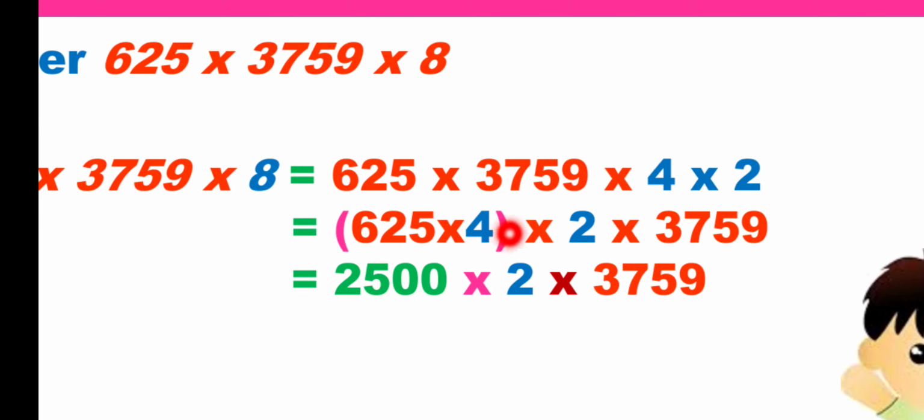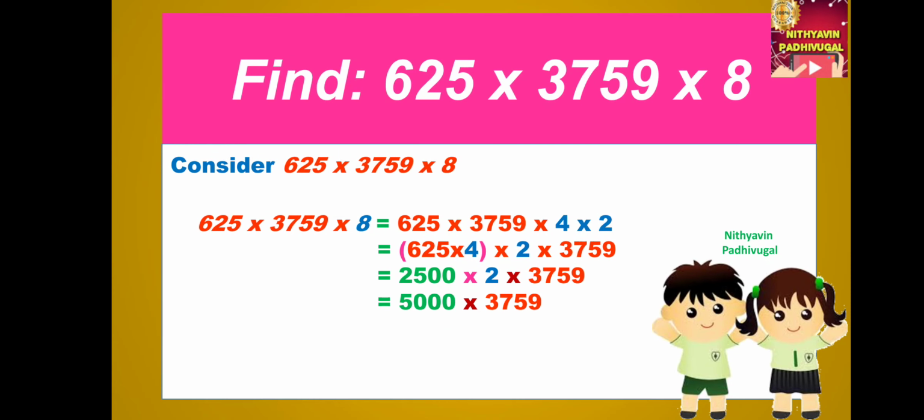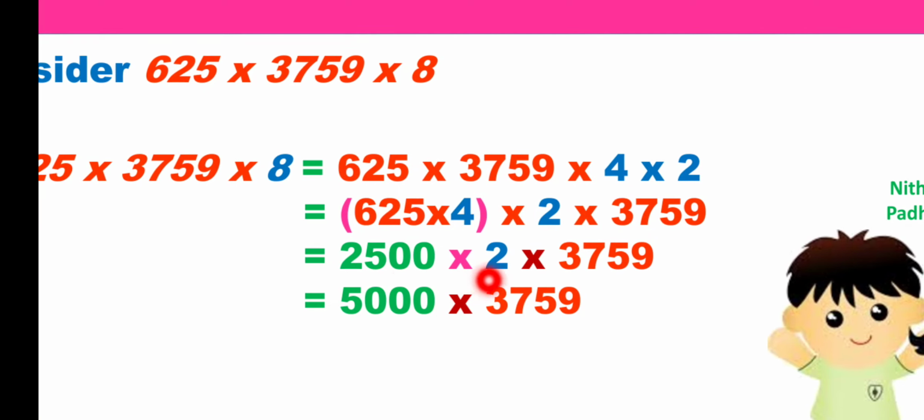2500 multiplied by 2. So this is done. Now this number should be multiplied by 2. So 2500 into 2 multiplied by 3759. Now 2 into 0 gives you 0. 2 into 0 gives you 0. 2 into 5 means 10. 1 is carried over. So 2 into 2 is equal to 4. And then already 1 is carried over, right? So 4 plus 1 is 5. So we have 5000. And then multiply 5000 with 3759.